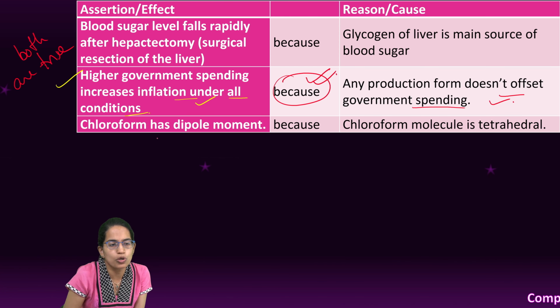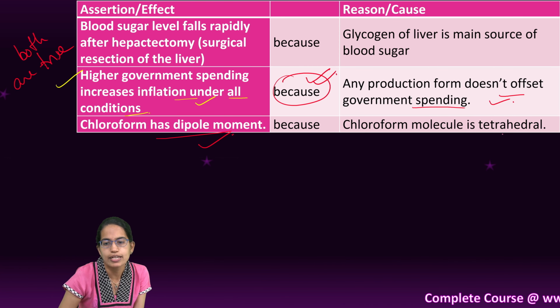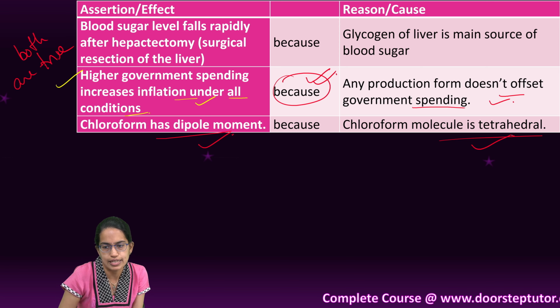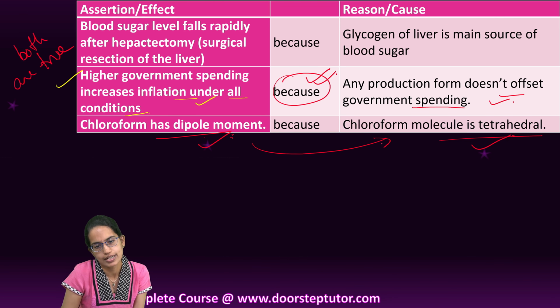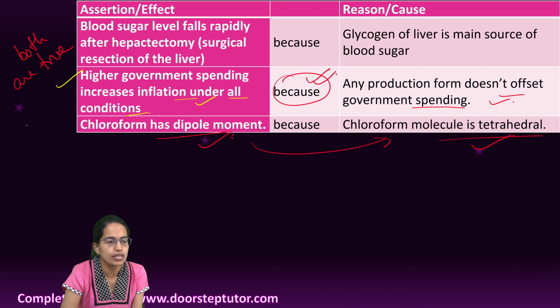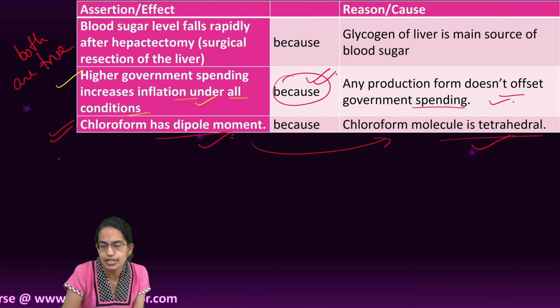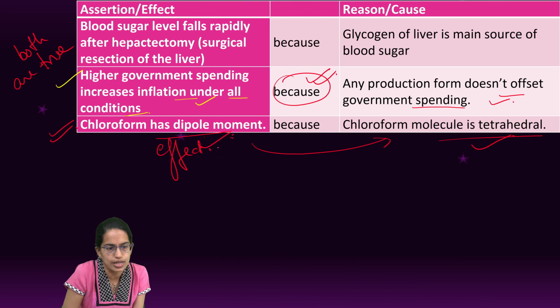Clear? So chloroform has a dipole moment, correct. Chloroform is tetrahedral, again correct. And it has a dipole moment because it is tetrahedral in shape. That's again the reason for it. So again, this is the correct explanation for it. So assertion can be called the effect and reason can be called the cause.